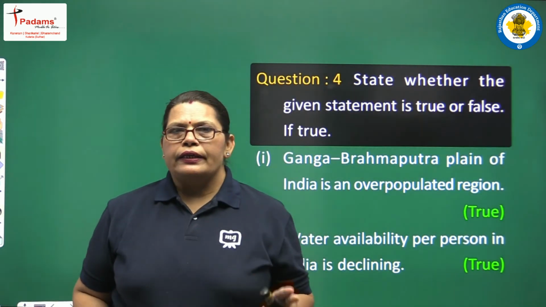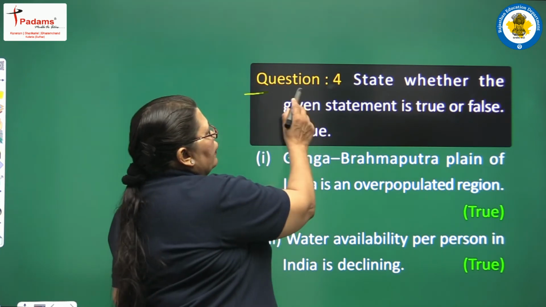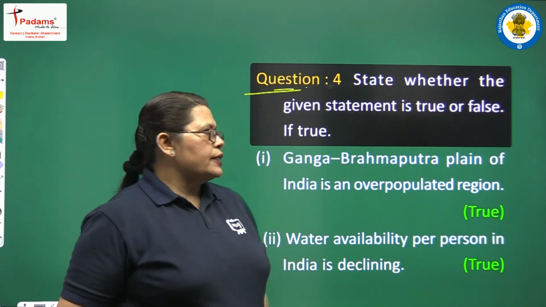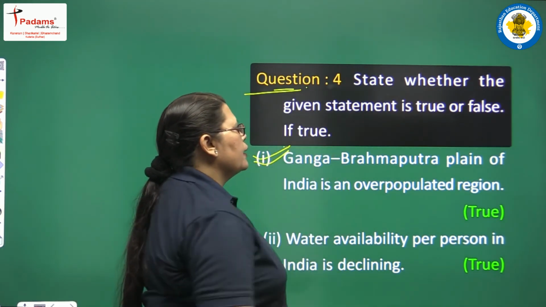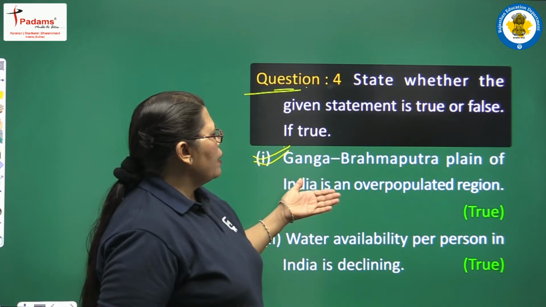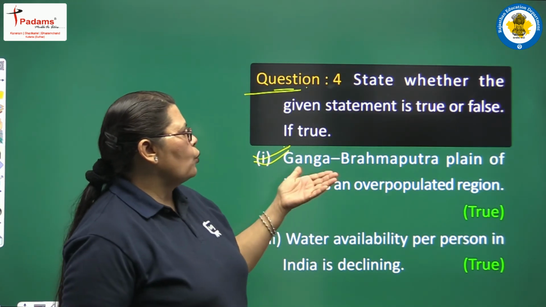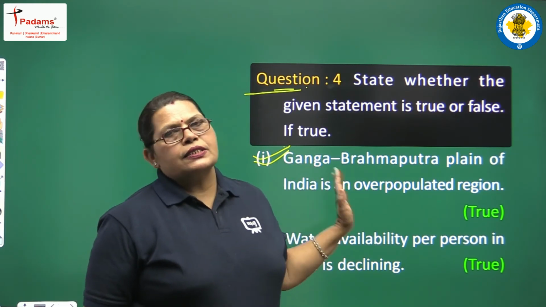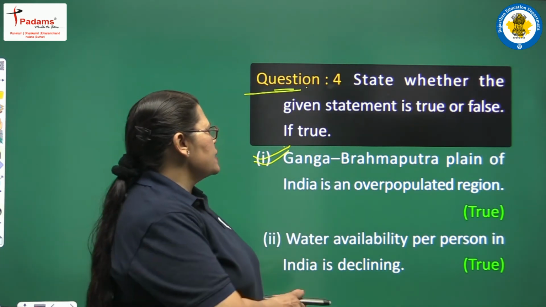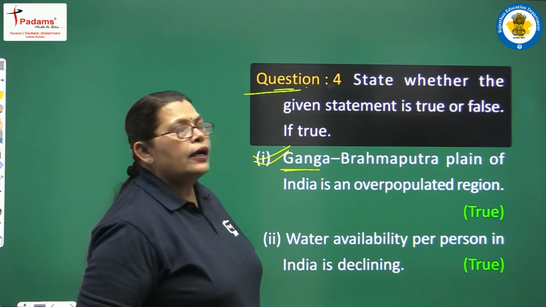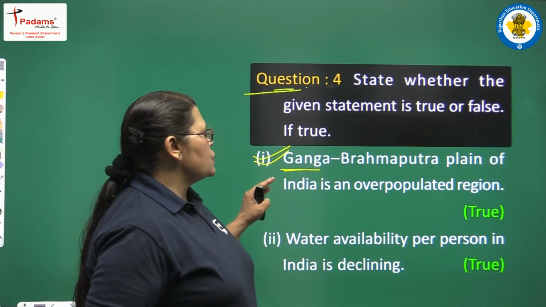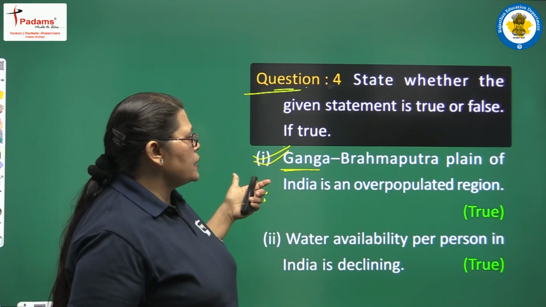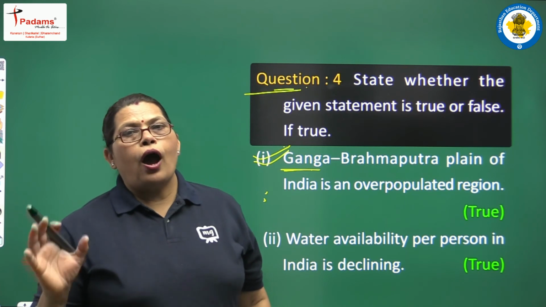We are taking our next and last question here. State whether the given statements are true or false. See, the Ganga-Brahmaputra plain of India is an overpopulated region. Is this concept true or not? Yes, this concept is totally true. Why is this concept totally true? Because the Ganga and Brahmaputra plains are in India, and in the present situation this is the overpopulated region of India.